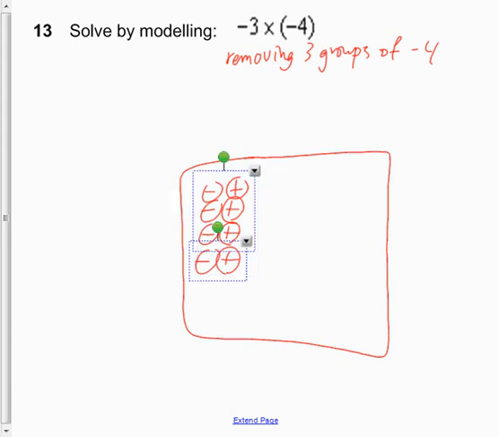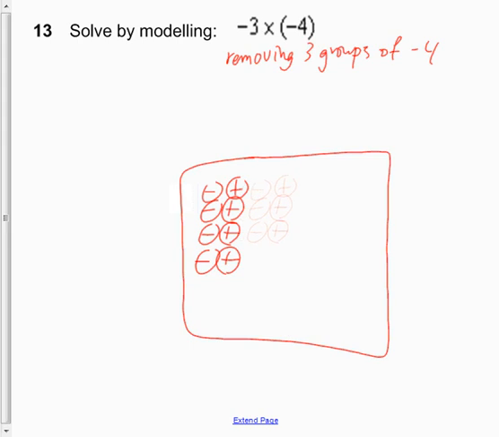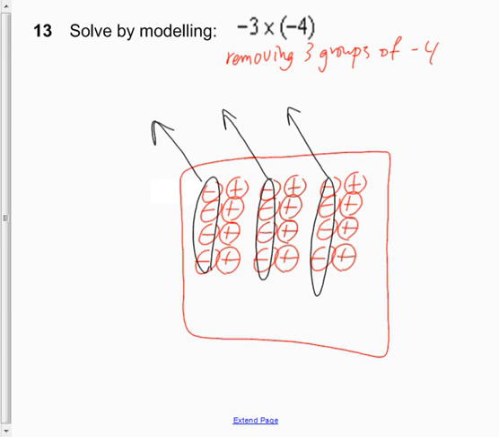Let's see if I can do that. Infinite cloner. I don't think it's going to work, is it? Yes, it will. So there is 0. This whole thing is actually 0. And what I'm going to do is remove 3 groups of negative 4. So there's 1 group of negative 4 gone. There's 2 groups of negative 4 gone. There's 3 groups of negative 4 gone. And when I do so, what I'm left with is 12 positive, which is the answer to that.